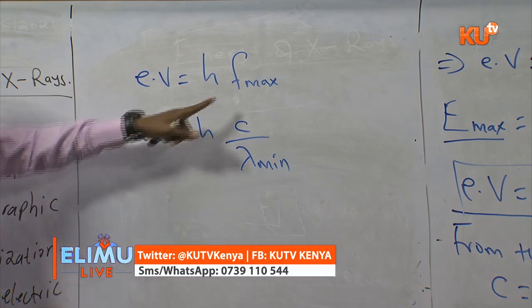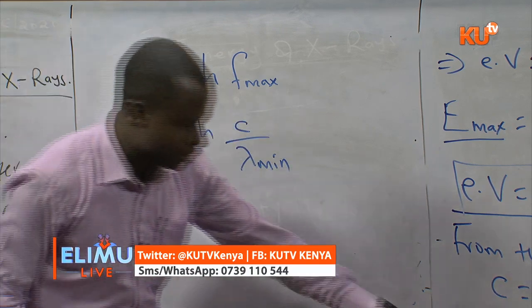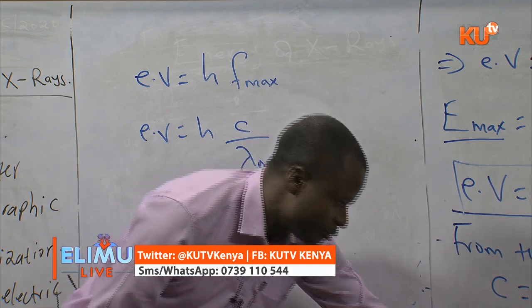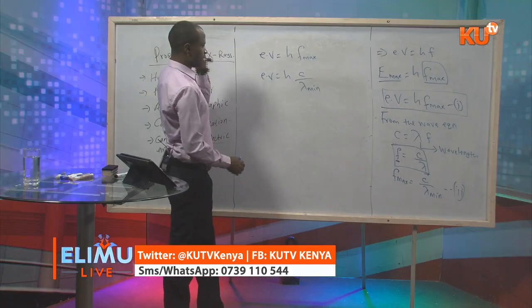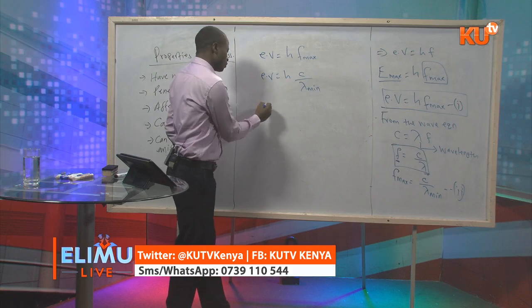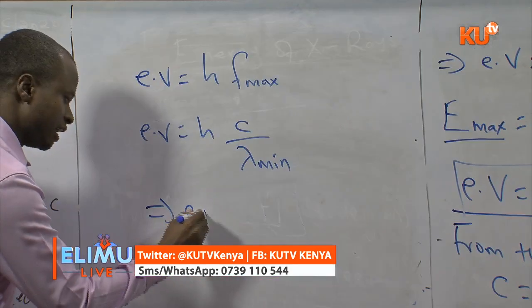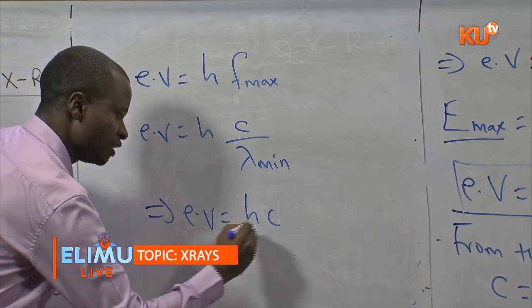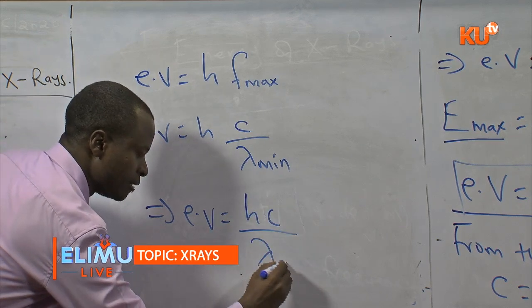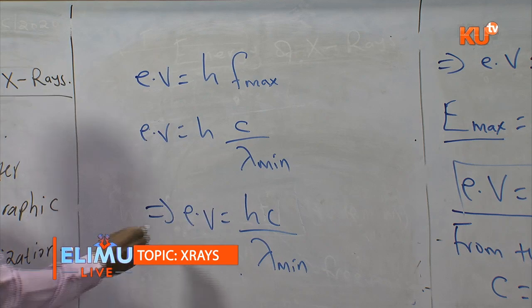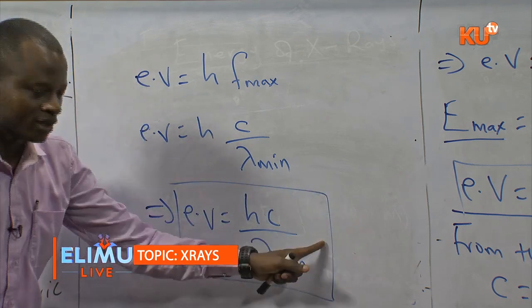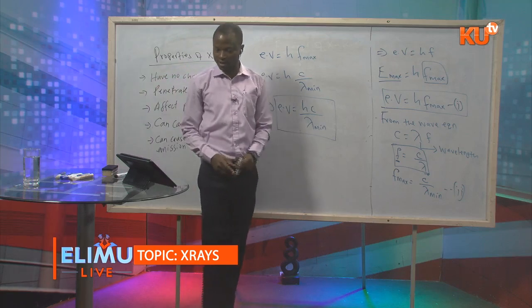So to get the maximum frequency, you take the velocity of light or of the X-rays divided by the minimum wavelength. So from here, we can conclude, therefore, that always EV is equal to, if I multiply this, you'll get HC over lambda minimum, like that. This one will give us the maximum X-ray energy, a very important equation. We may use this in the next examples.